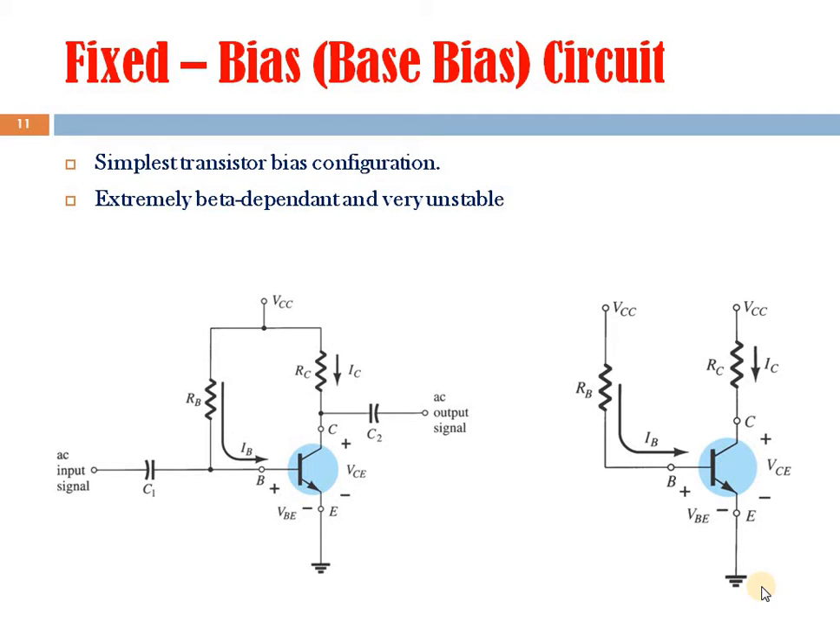The problem with this bias configuration is that it is extremely beta dependent and very unstable. Beta dependent means if the beta of the device changes, then there will be a significant change in the output current and output voltage, or you can say a significant change in the operating point. We don't want the operating point to change like this, because then it can go near saturation or near cutoff. So we want the operating point to be stable, and the output current and output voltage to be beta independent.